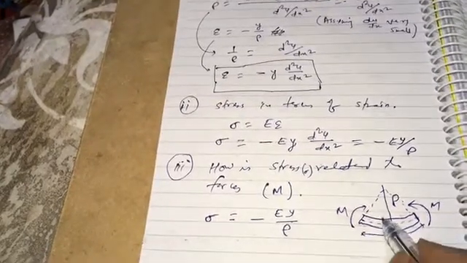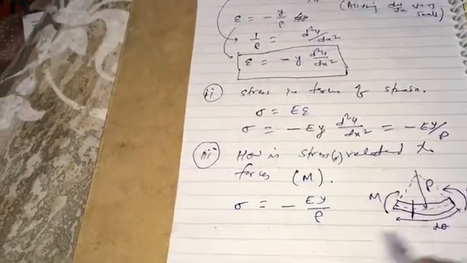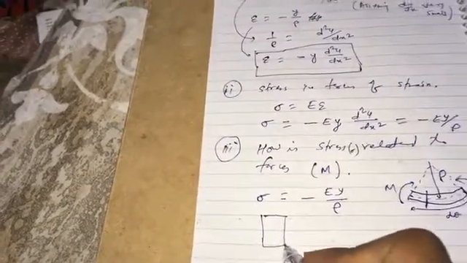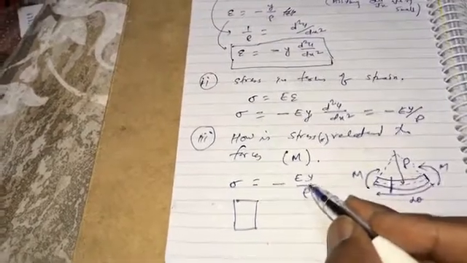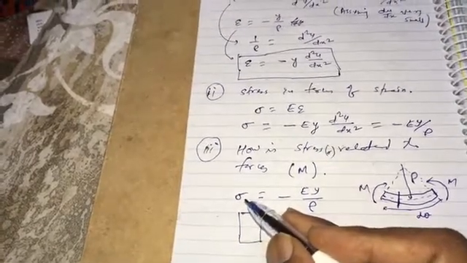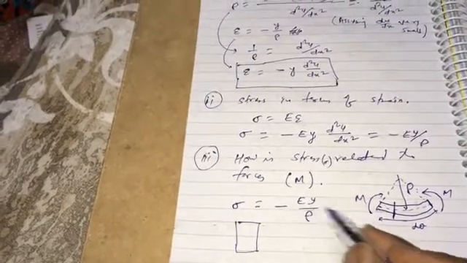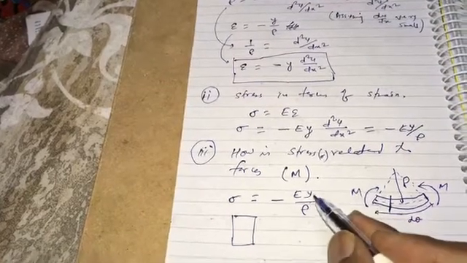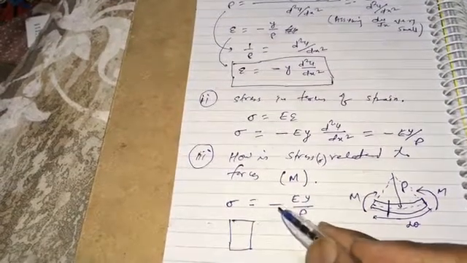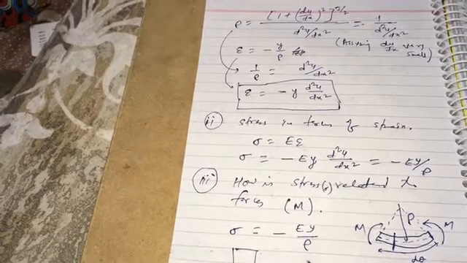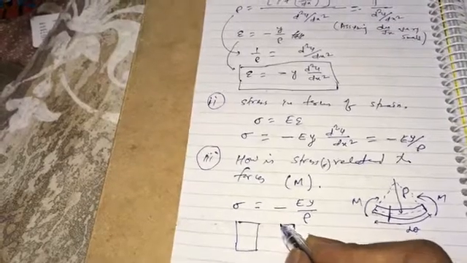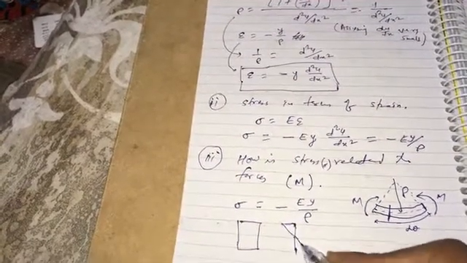Now look at one section like this one. If you draw a section, it will be something like this. Now what it says: if y equals 0, sigma equals 0, so it's the neutral axis. If y is positive, you go up, and since y is positive, E is a positive number and rho is also a positive number, so what you get is a negative number. So what you have is a stress which is negative.